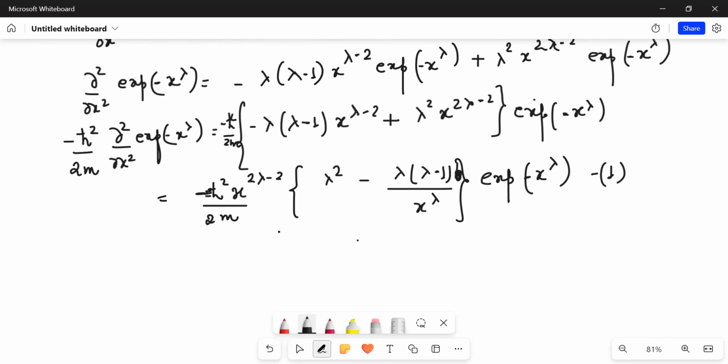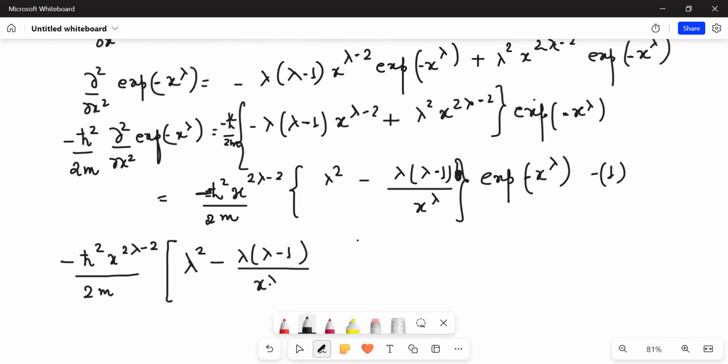If I want to use my Schrödinger equation, this is equivalent to writing −ħ²x raised to the power 2λ − 2 divided by 2m, times λ² − λ(λ − 1) divided by x raised to the power λ, times e raised to the power of that, plus V(x), times ψ, is equal to Eψ.